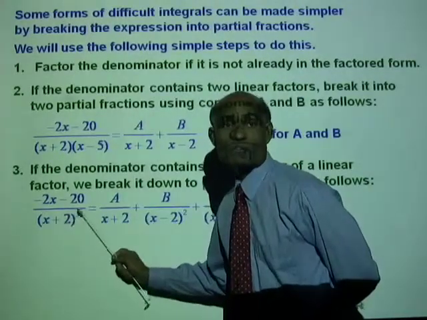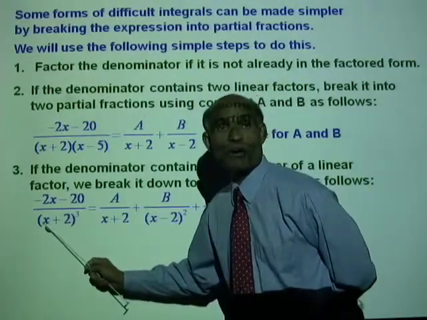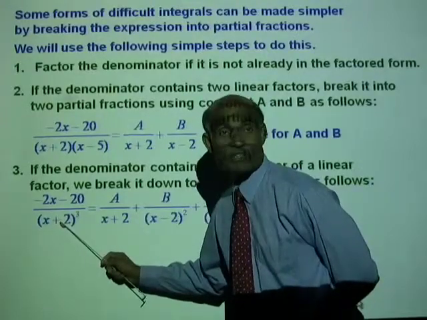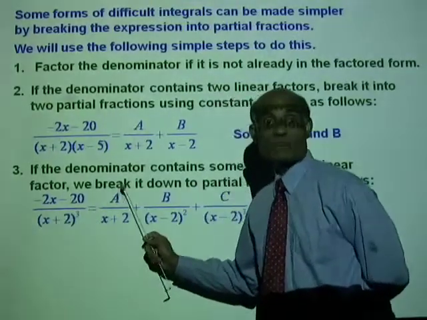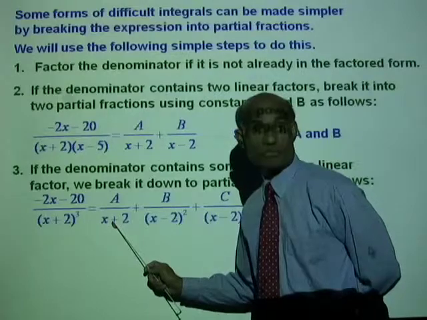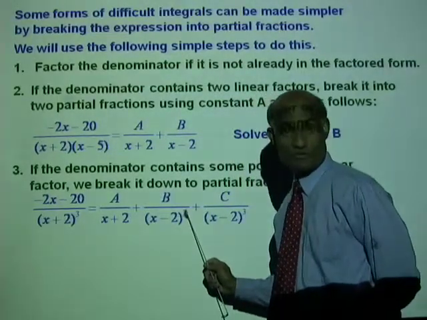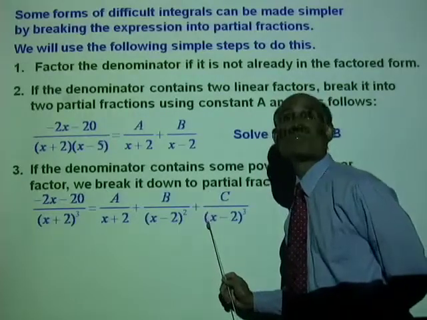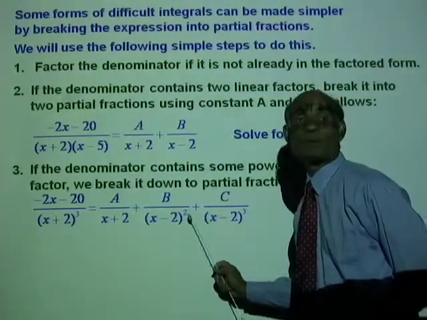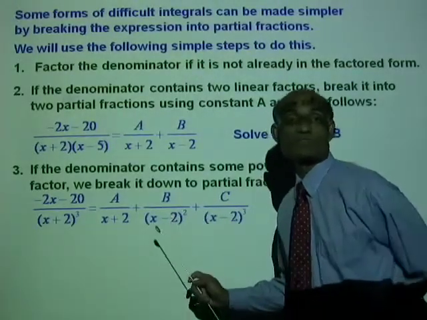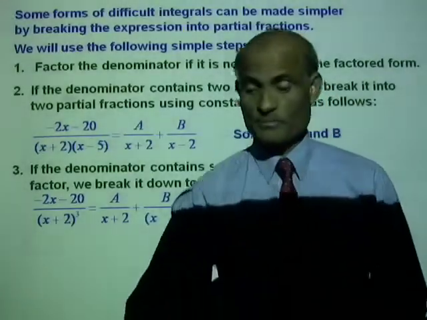So, if the denominator is some power of a linear factor, then your right side will be A over x plus 2 plus B over x plus 2 to the power of 2 plus C over x plus 2 to the power of 3. That's right.